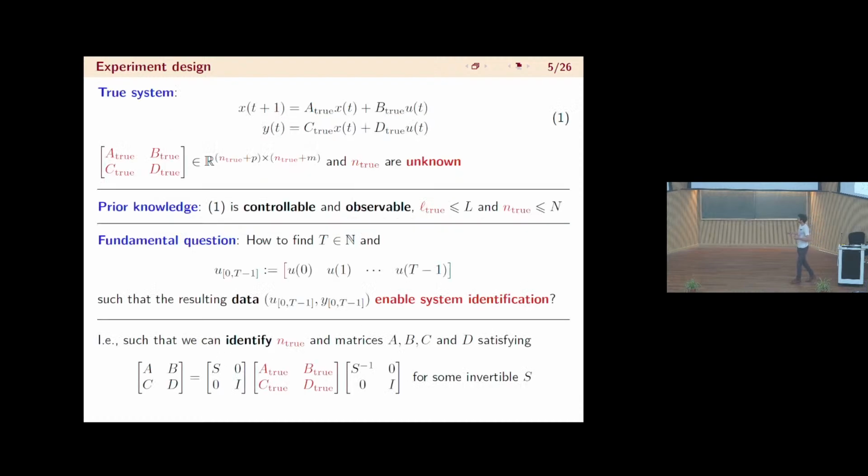Well, you may ask the following now. On day one and also later in the course, we already studied this fundamental lemma by Willems and co-authors. You may now have the question: can't we just apply this fundamental lemma to this problem? I designed this input U to be persistently exciting. Then surely, if I take my input persistently exciting of sufficiently high order, I can use subspace identification to obtain these A, B, C, D matrices. Right? So let's have a look at how that went again.